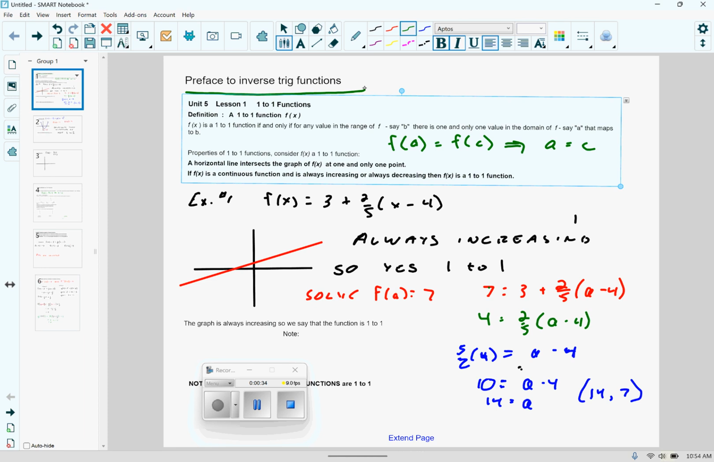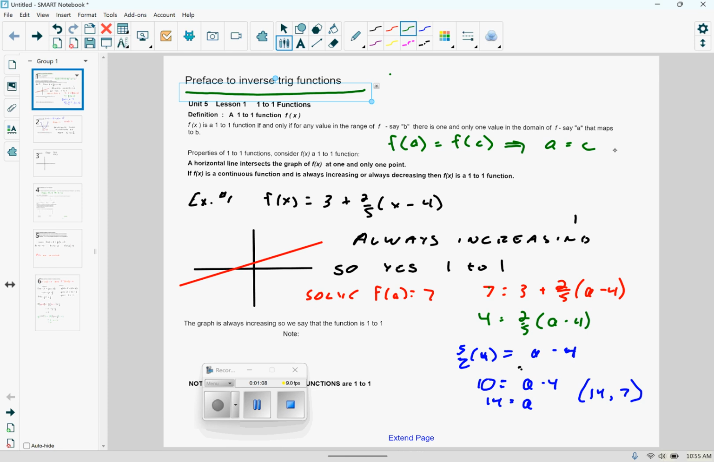A one-to-one function: a function is one-to-one if and only if for any value in the range, say b, there's one and only one value in the domain, say a, that maps to b. What that means is if f of a is equal to f of c, then a is equal to c. So these guys are range values. These guys are domain values. Don't get freaked out by that definition.